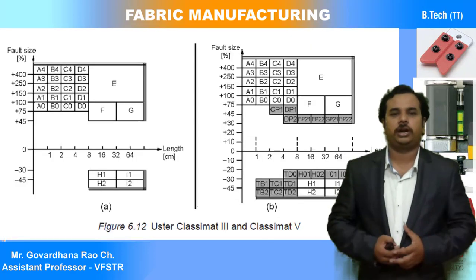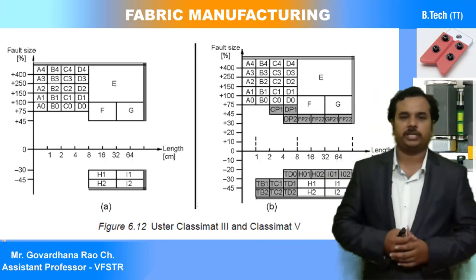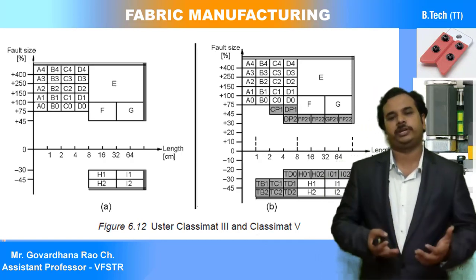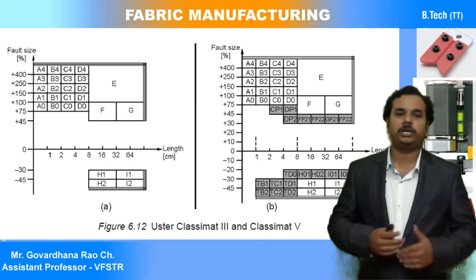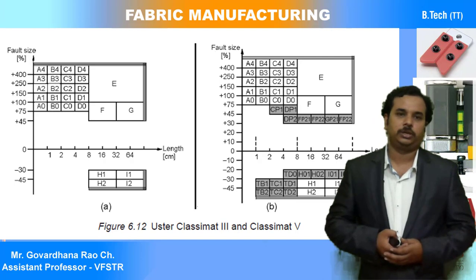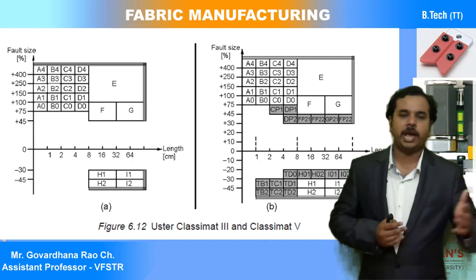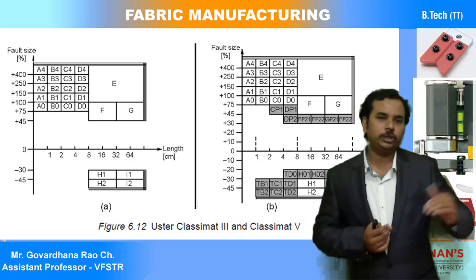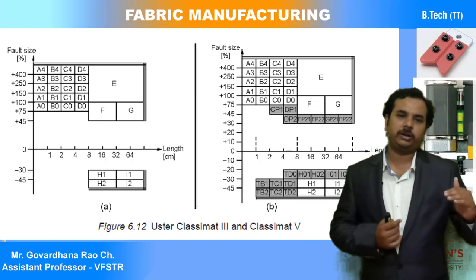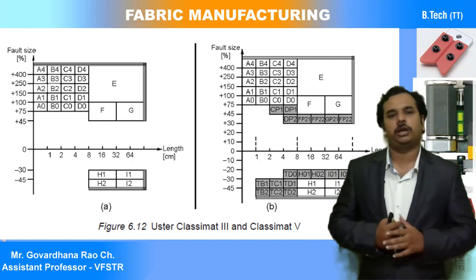You can see here, after this 23 classification, again Uster Classimat 3 and Classimat 5, you can observe that they have increased the number of faults. So again 23 becomes here in the A diagram, Uster Classimat 3. You can observe that A0 also they have given, plus 75 to 100 they have given, and above 400 also they have given.